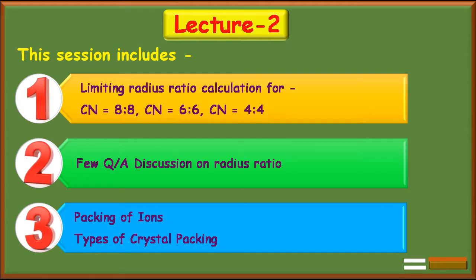So this is lecture 2 for chemical bonding. Here we will discuss the limiting radius ratio calculation for different coordination numbers. For example, coordination number 8, that is for cubic system, coordination number 6, that is for octahedral system, and coordination number 4, that is tetrahedral system.